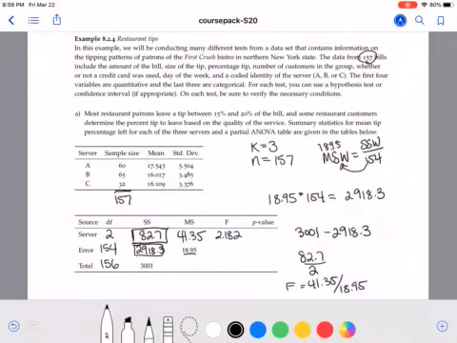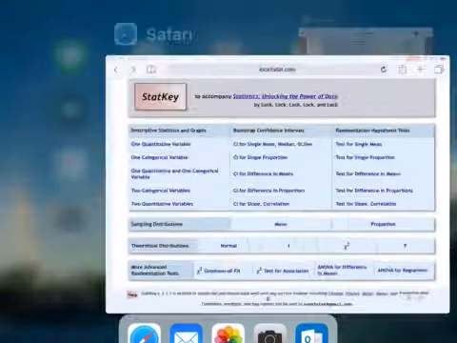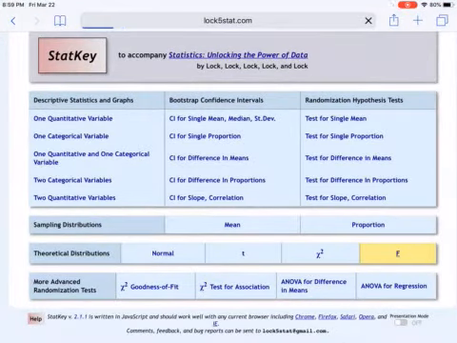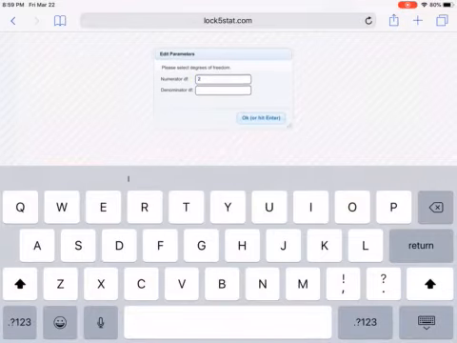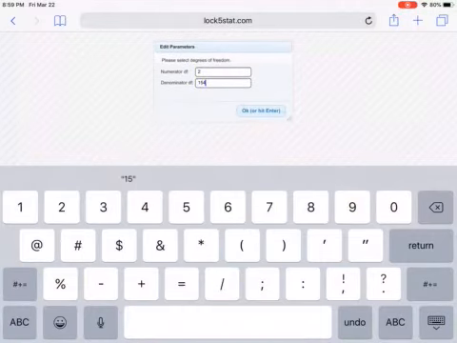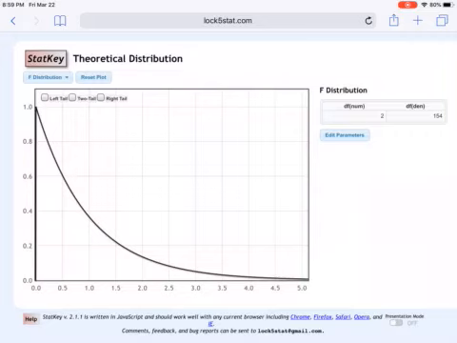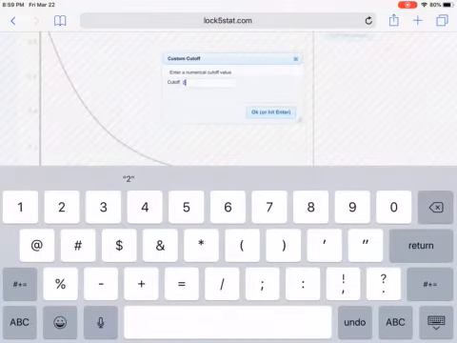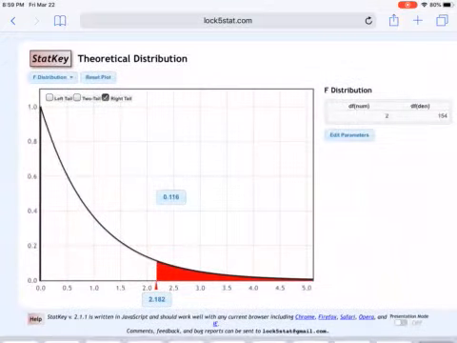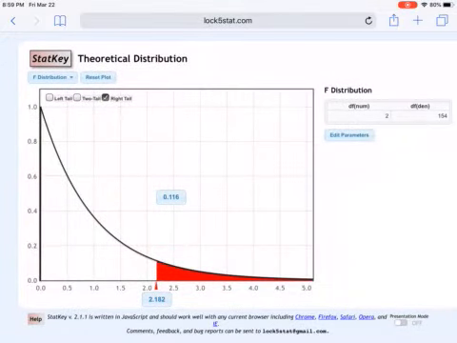At this point then we can go to StatKey using degrees of freedom 2 and 154 and get our p-value. So we go to F, we put in 2 and 154, and right tail, and put in our test stat of 2.182. So we get a p-value of 0.116.